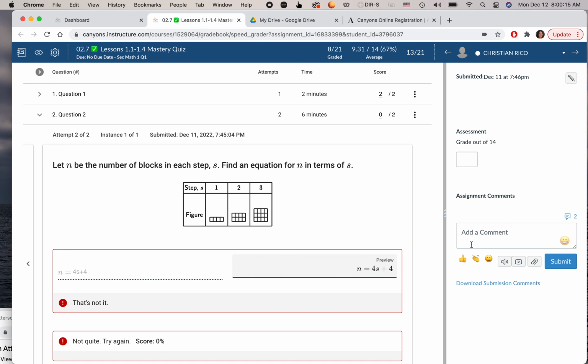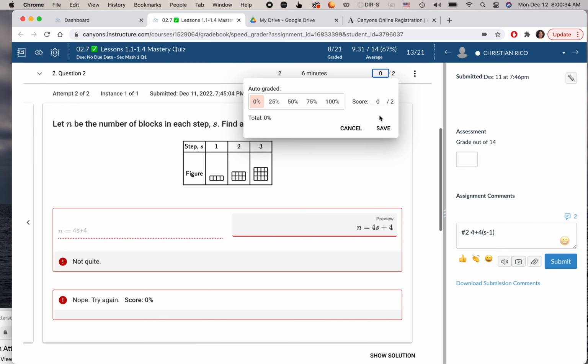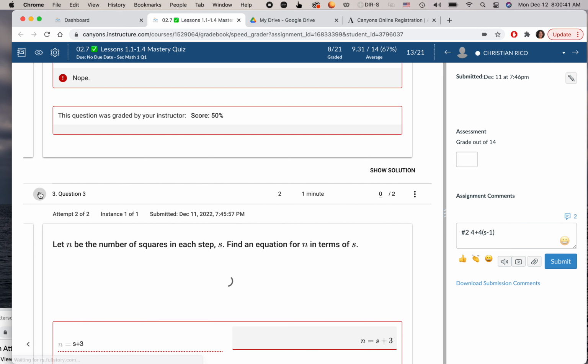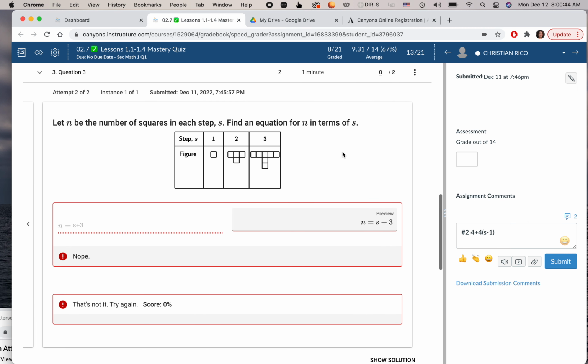The way that we adjust for that is something called a shift. And so what you will do instead is put in the beginning again and the plus 4, but you're going to use s minus 1 instead of just s. Okay, you're going to get partial credit for this one because you did get the beginning correct and you did identify the common difference. Okay, this one for number 3 is similar.